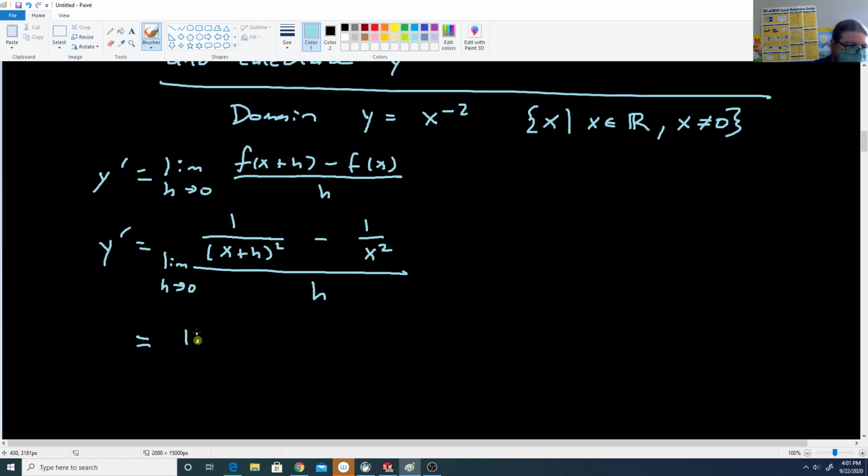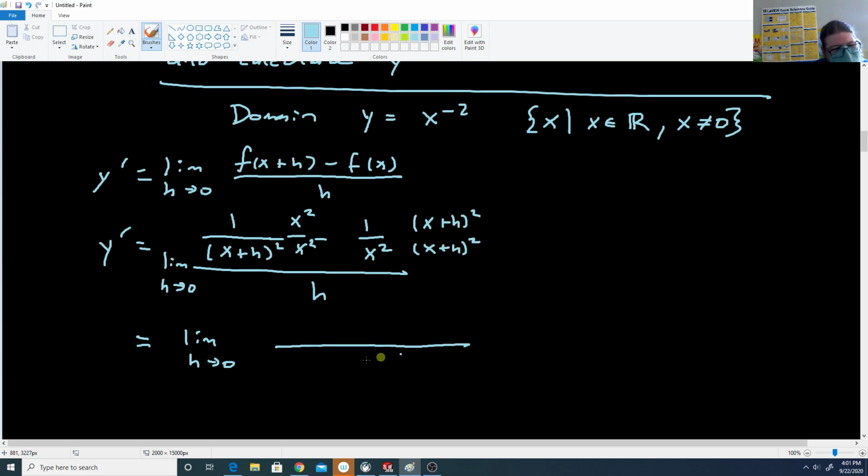So let's see here, limit as h approaches 0. To approach this, I think we're going to need to find LCDs. So I think we need to multiply these by x squared over x squared, and these over here get x plus h squared over x plus h squared. So then we get x plus h squared times x squared on the bottom, and on top we have an x squared minus an x plus h squared, all that over an h.